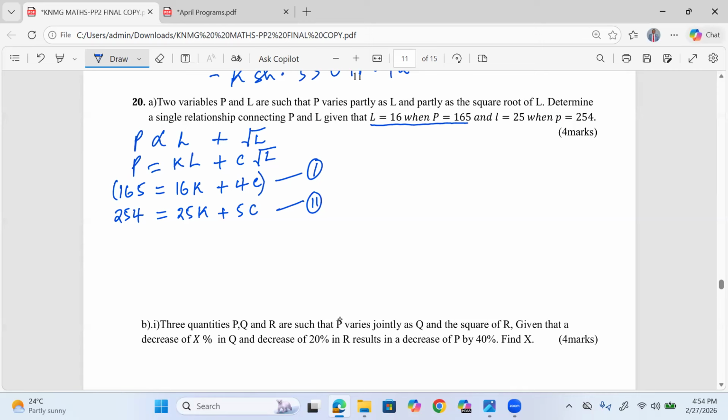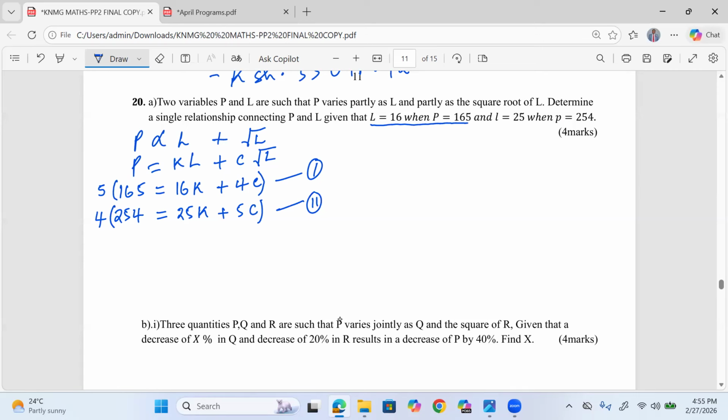I choose eliminating C. So the coefficient of C in the second equation is 5, so we multiply by 5. And in equation 2, the coefficient of C in the first equation is 4, so we multiply everything by 4, so that the values of the coefficients of C may be equal.